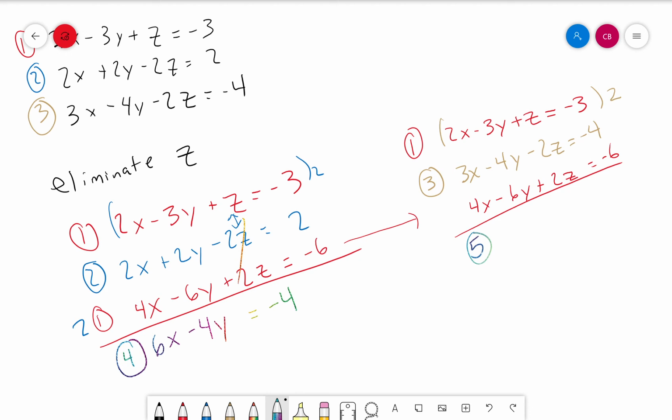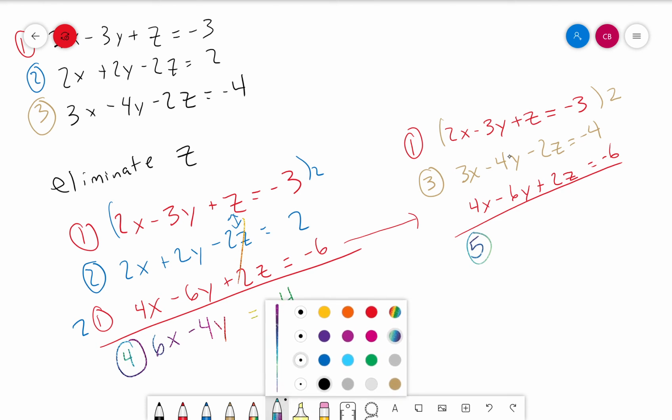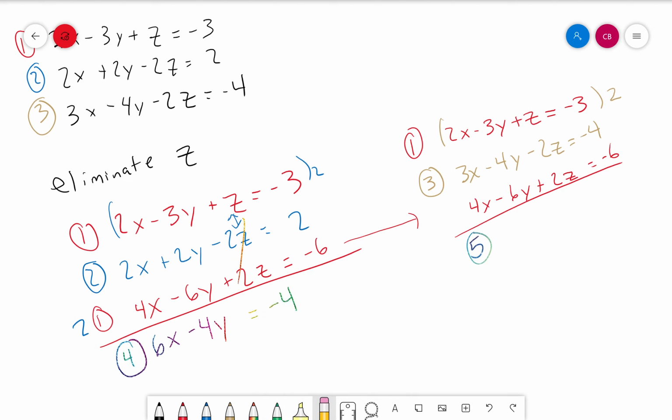I guess you can't really tell the difference between those two, so maybe I should choose a different color. Let's use green. Okay, we'll use green for this one. So if I use green, then this is 7x minus 6y minus 4z, the z's cancel, minus 10y is equal to negative 10. That's equation 5.